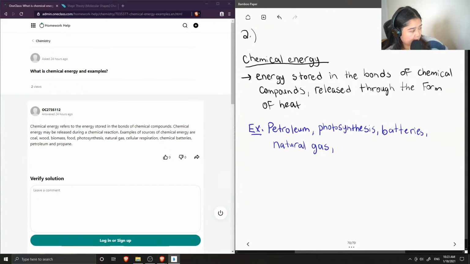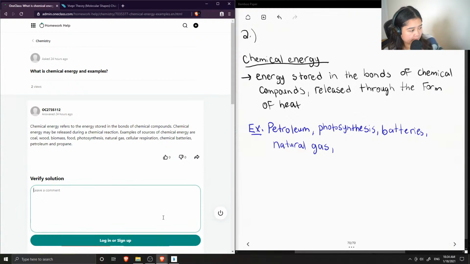And let's see what the junior tutor said. Chemical energy refers to the energy stored in the bonds of chemical compounds. Chemical energy may be released during a chemical reaction, and examples of sources of chemical energy are coal, wood, biomass, food, photosynthesis, natural gas, cellular respiration, chemical batteries, petroleum, and propane. Yep, so the solution is correct.